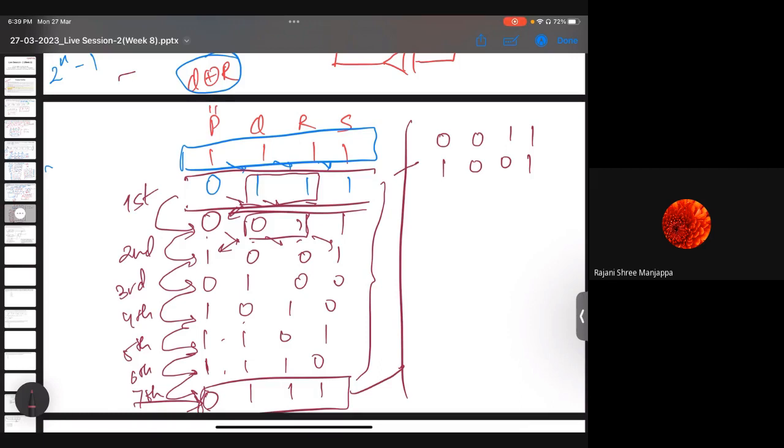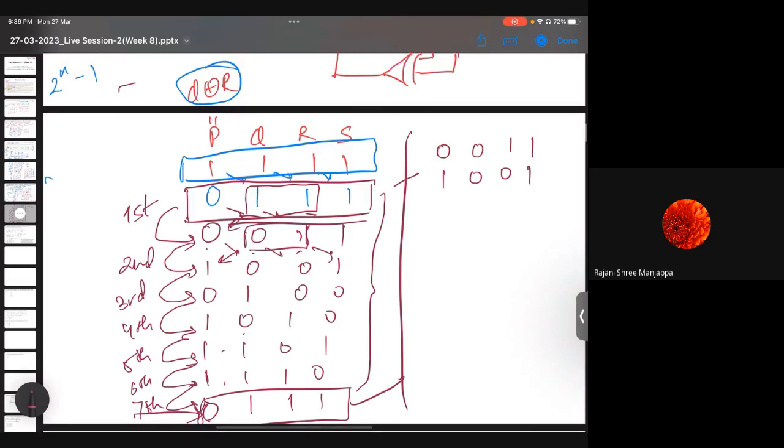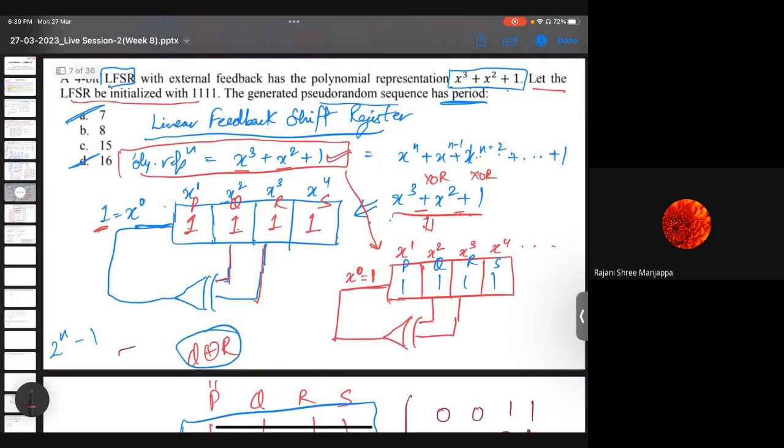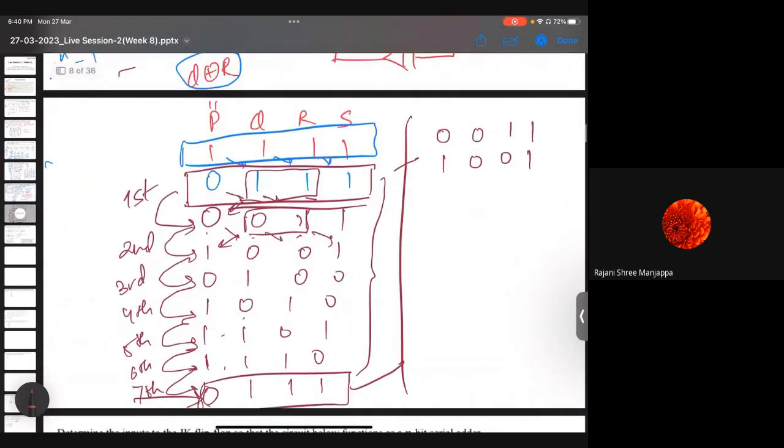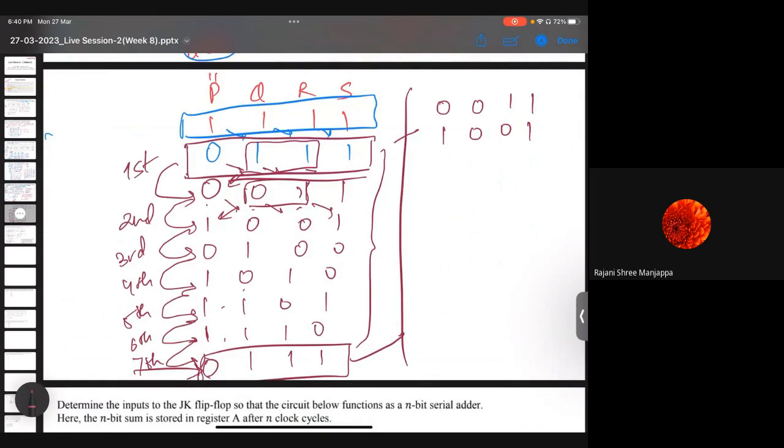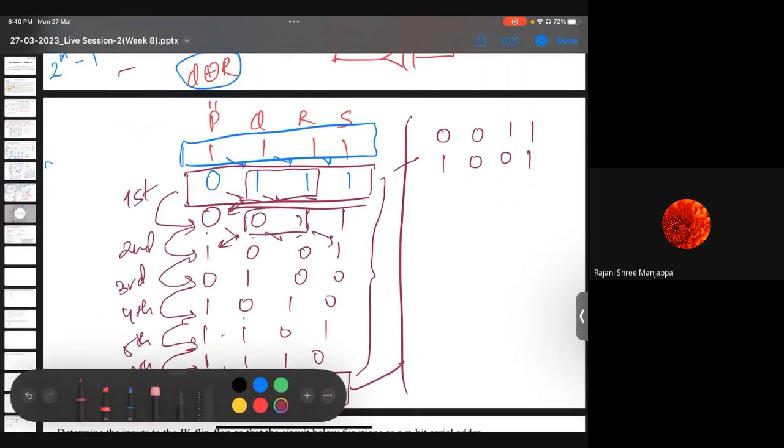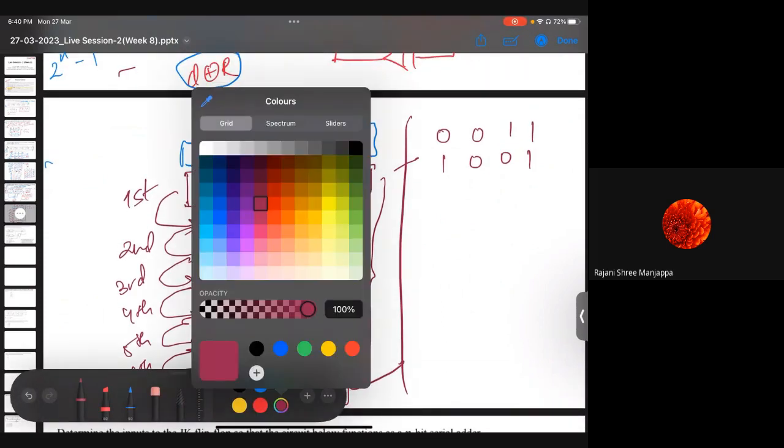Can you relate with the concept? Please respond. Yes, sir. Fine. So the correct answer to this question will be 7, not 16. Someone was getting 16 as the answer, but it is 7, which is option A. Maybe you can check this question and then we'll proceed to the next one. I'll give you 2 minutes.